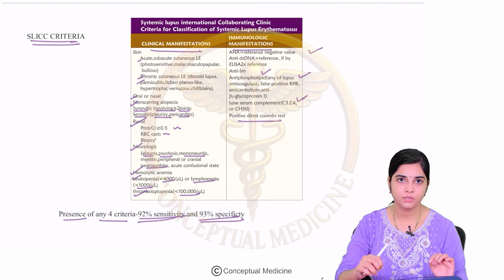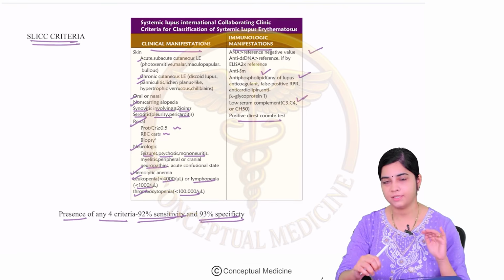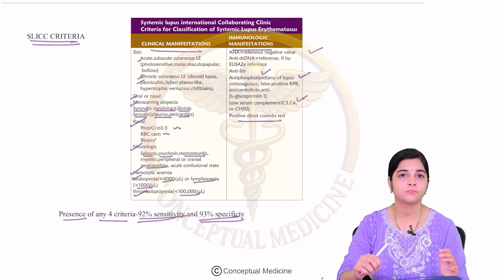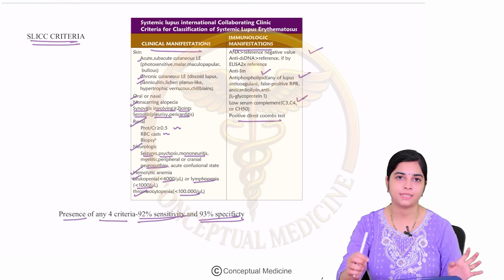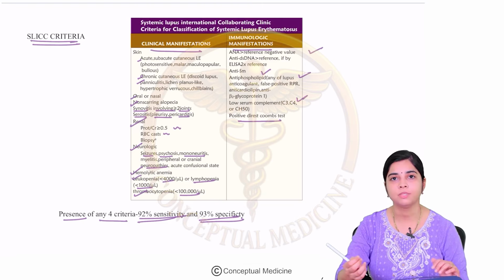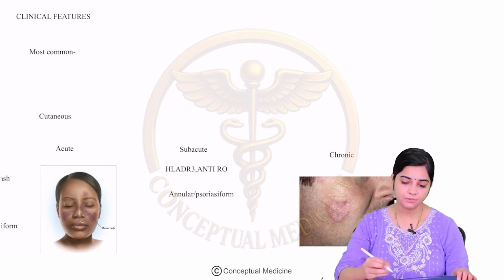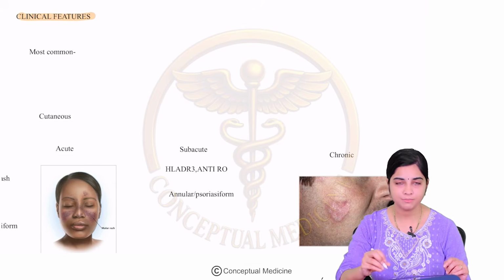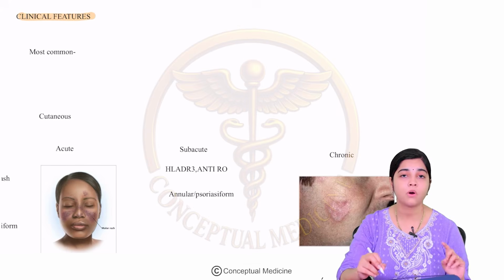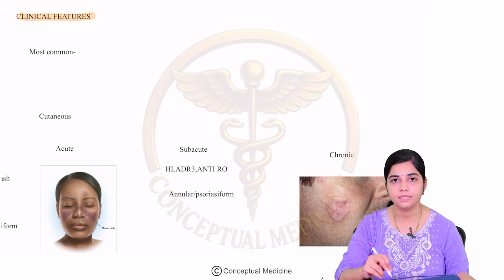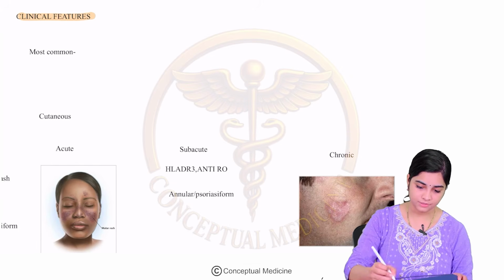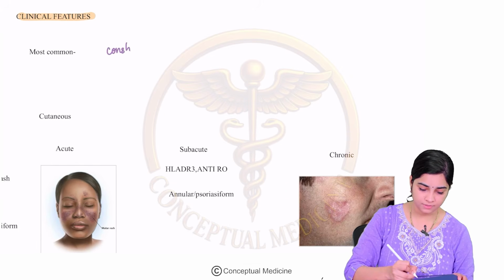Alright, clear? So before this is basically jotting down what are the criteria, but to understand this you should have a thorough knowledge of the laboratory parameters and of what all clinical manifestations can happen in SLE. So that is what we will be looking at now. So coming to the clinical features, the most important and interesting part of this chapter, right? The most common clinical manifestation in SLE is the presence of constitutional symptoms.